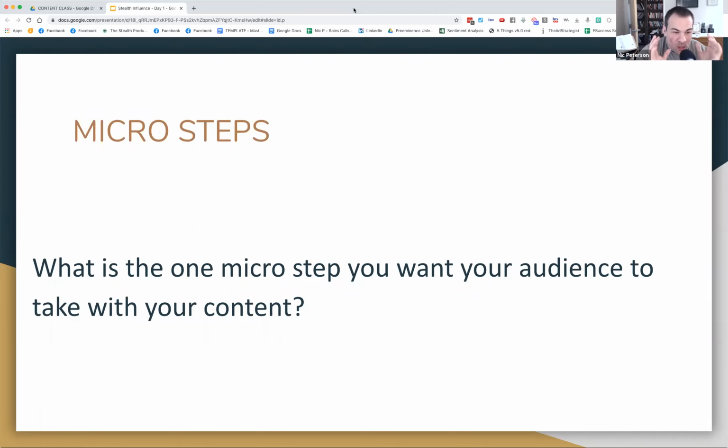And what we want to do here over the next 4 days, so today and the next 4 days, identify what is the one micro step you want your audience to take with your content. What I mean by that is, do you want people to watch your webinar? That's the micro step. So they have to opt in. Opt in for the webinar would be the micro step.